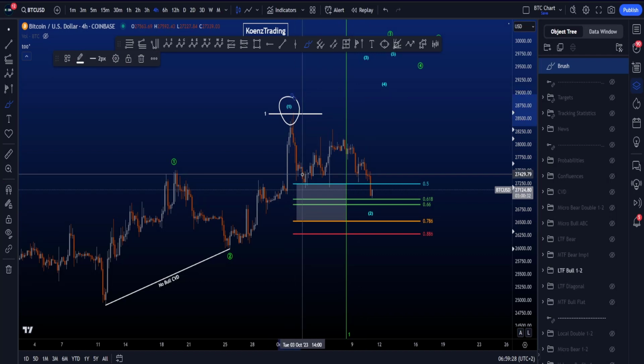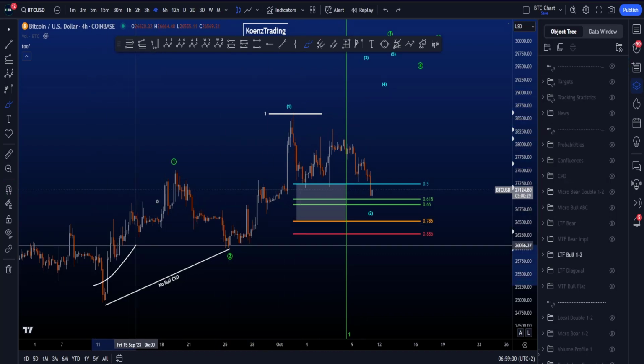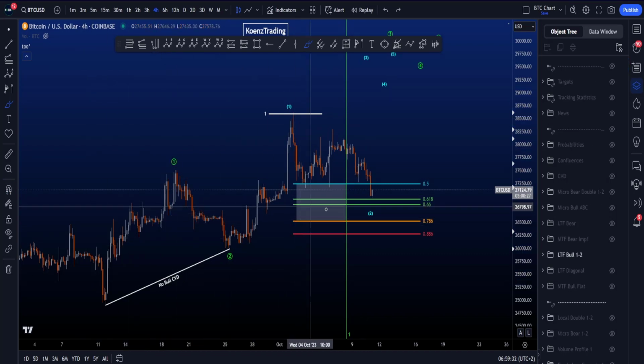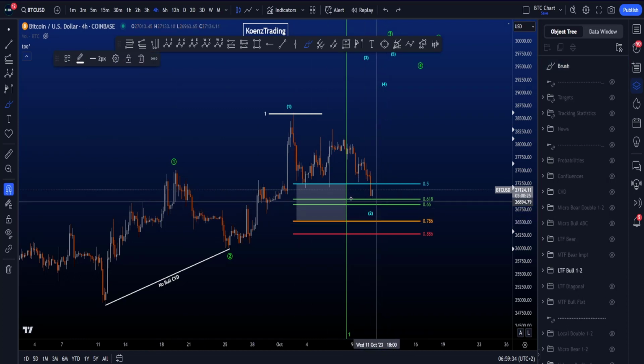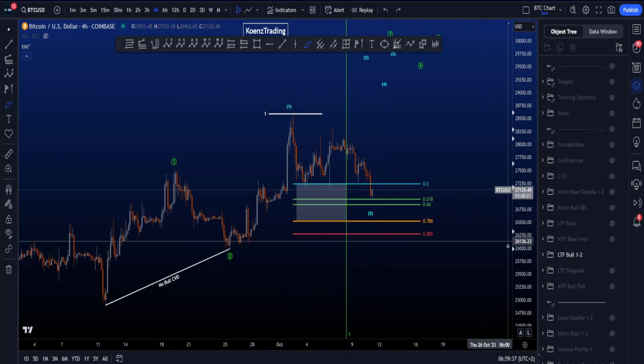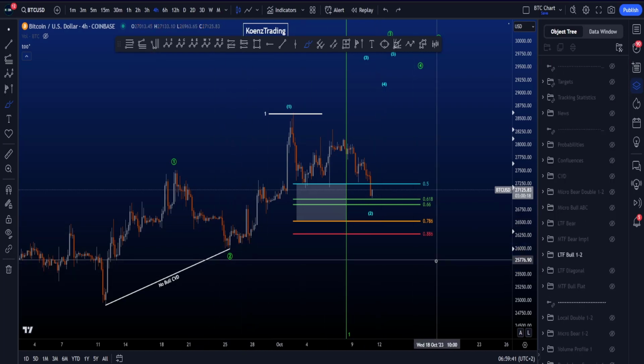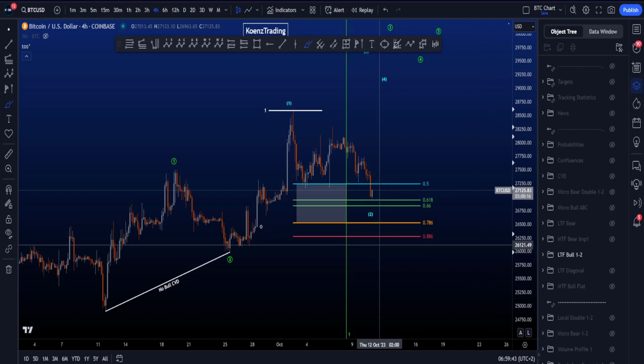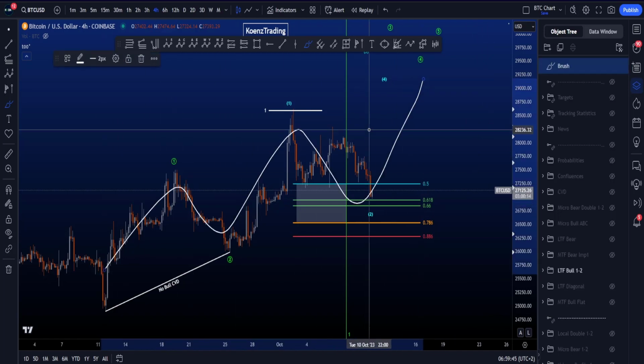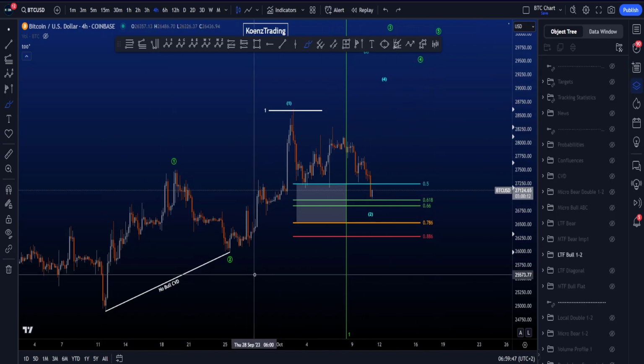However, this second wave 1 is already longer in price than the first wave 1, which is not what you want to see. And also this second wave 2, as it now took the double bottom over here, is also longer in time than the higher degree wave 2, which really lowers the probabilities for a double 1, 2 scenario and a bigger wave 3 to the upside.